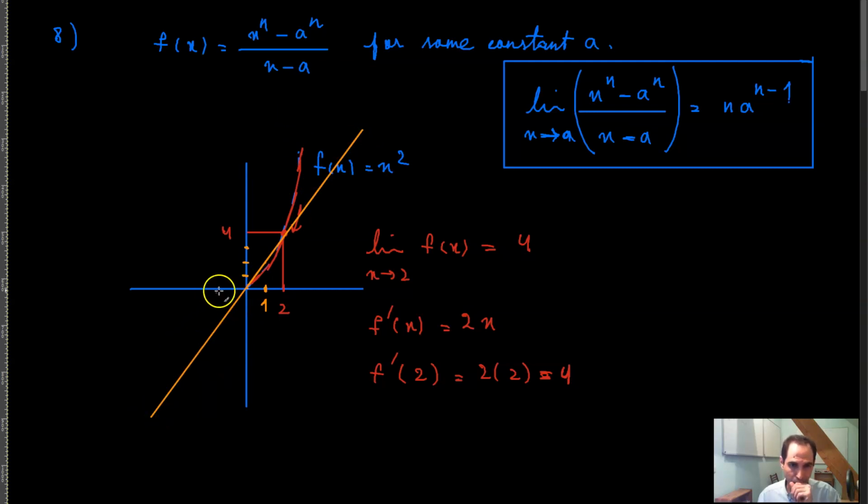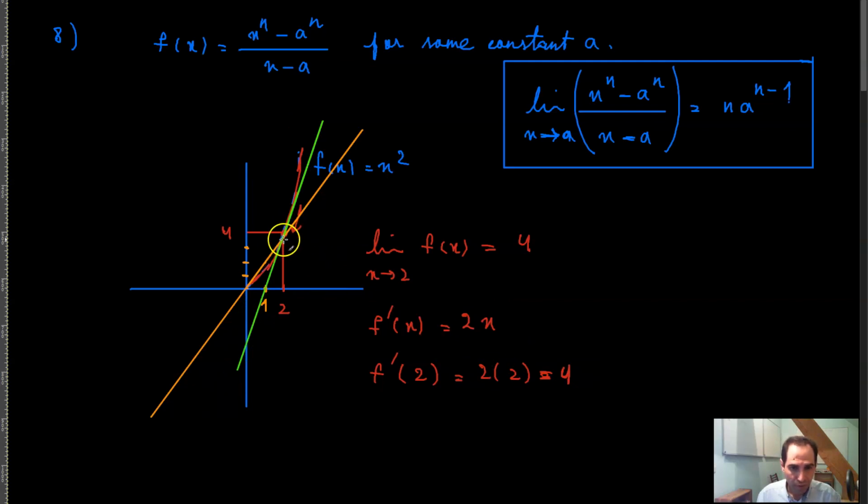And moreover, the derivative of this function at this particular point would be some line like this, the slope of this line, right? So the derivative of this function at x equal to 2, or f prime of 2, is the slope of this green line, whatever that might be. In this case, it happens to be 4, right?